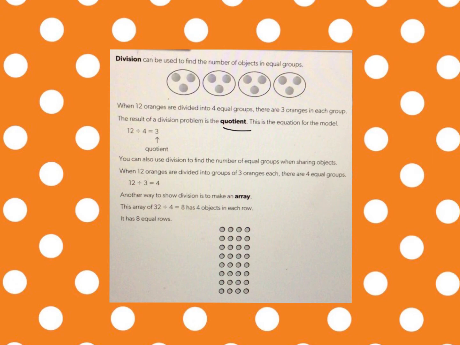We can also use division to find the number of equal groups when sharing objects. So when 12 oranges are divided into groups of 3 oranges each, there are 4 equal groups. 12 divided by 3 equals 4. Another way to show a division is to make an array. Remember those arrays from last week, friends?